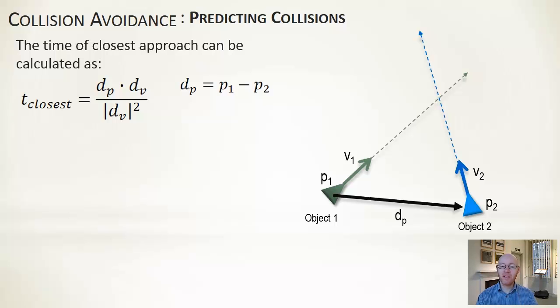dv is velocity of object 1 minus velocity of object 2. It is their relative velocity. So we're calculating a relative position and a relative velocity. And again, that makes sense.